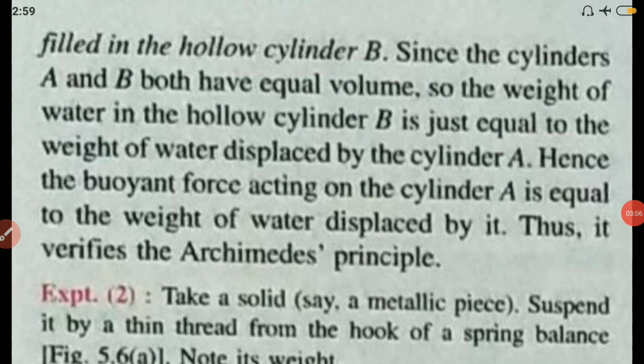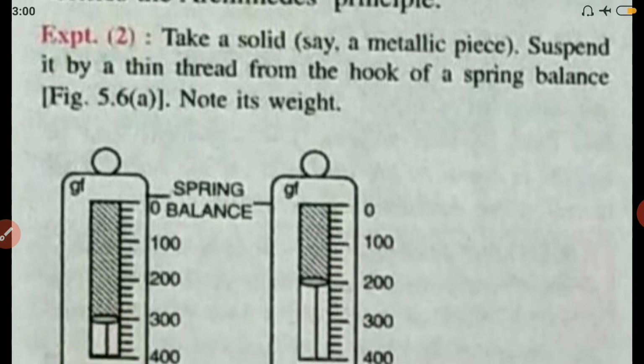Since the cylinders A and B both have equal volume, the weight of the water in the hollow cylinder B is just equal to the weight of the water displaced by the cylinder A. Hence, the buoyant force acting on the cylinder A is equal to the weight of the water displaced by it. Thus, it verifies the Archimedes principle. Okay, coming to the second experiment.